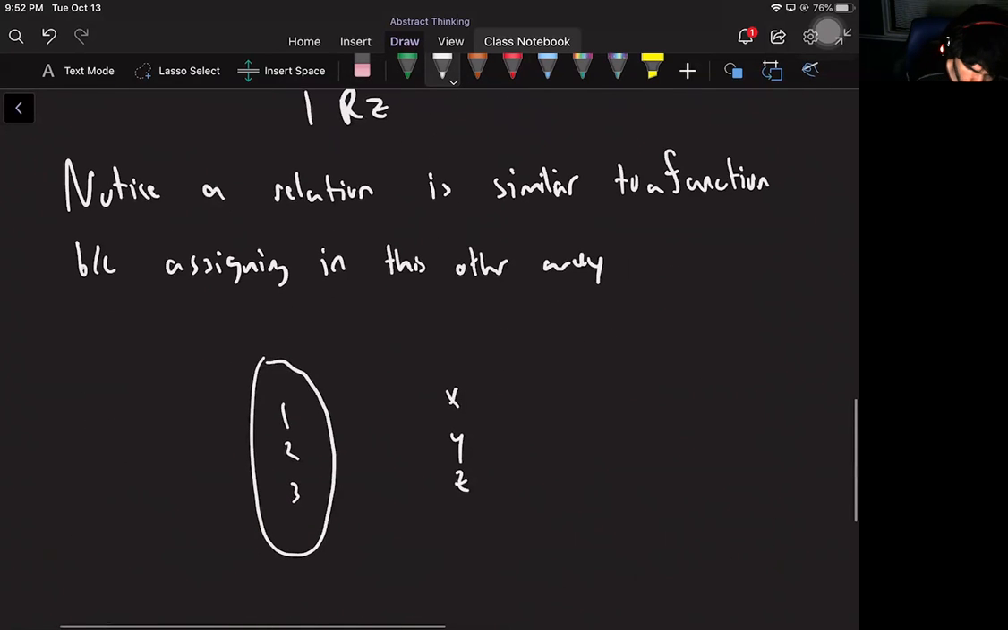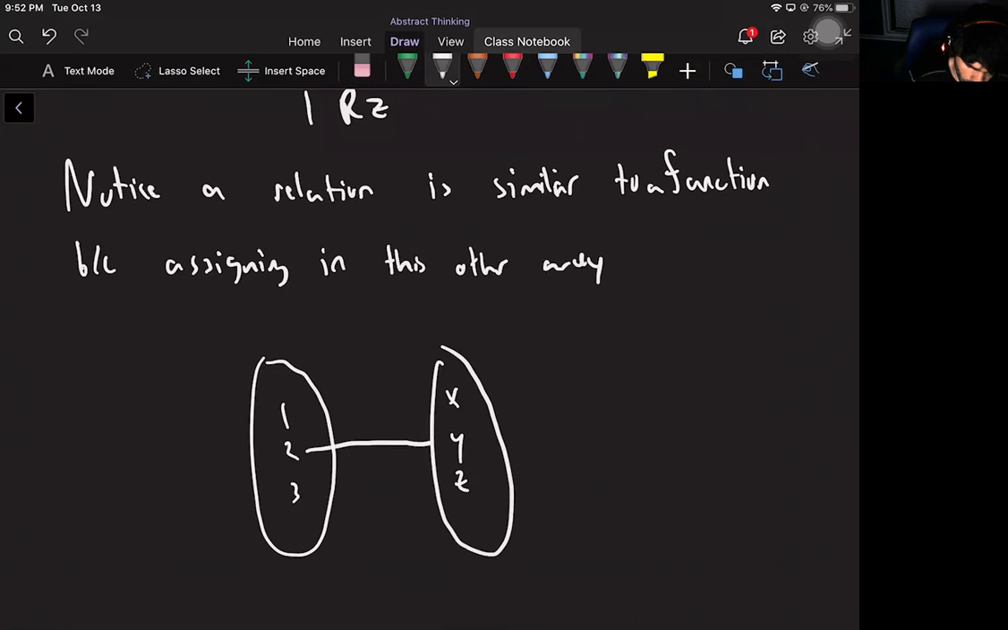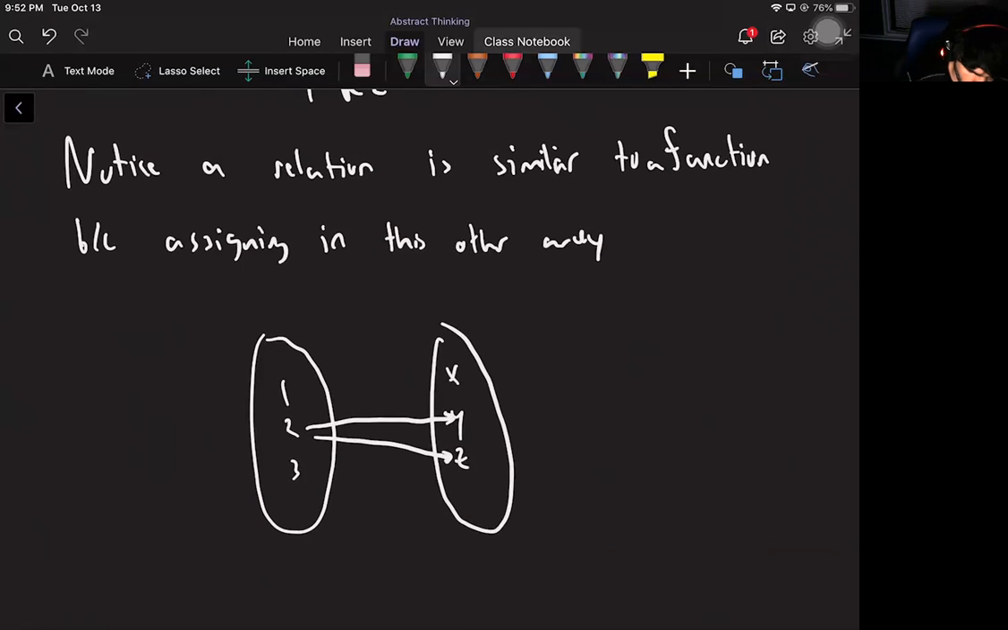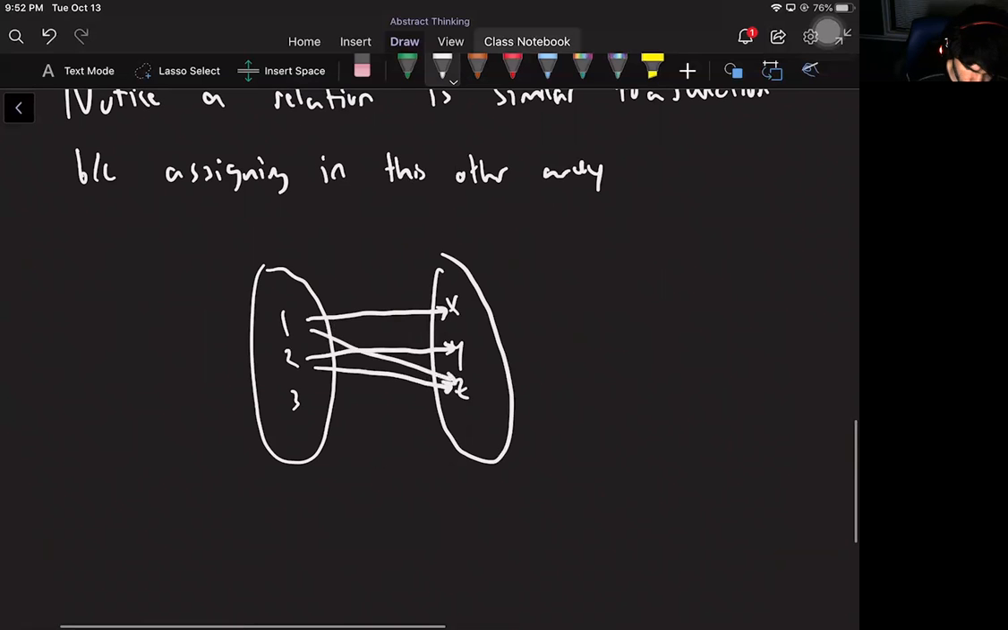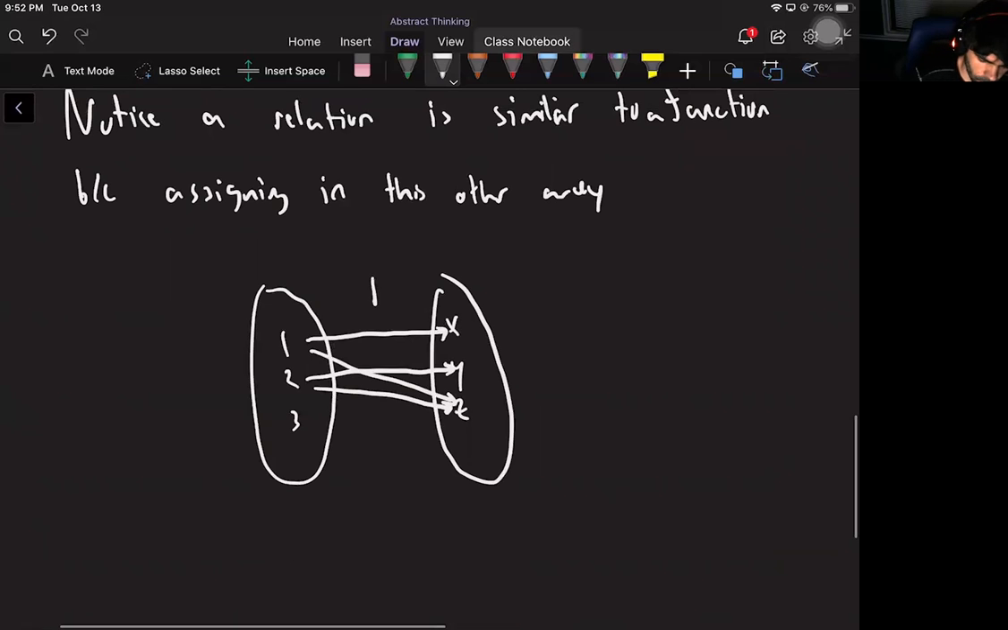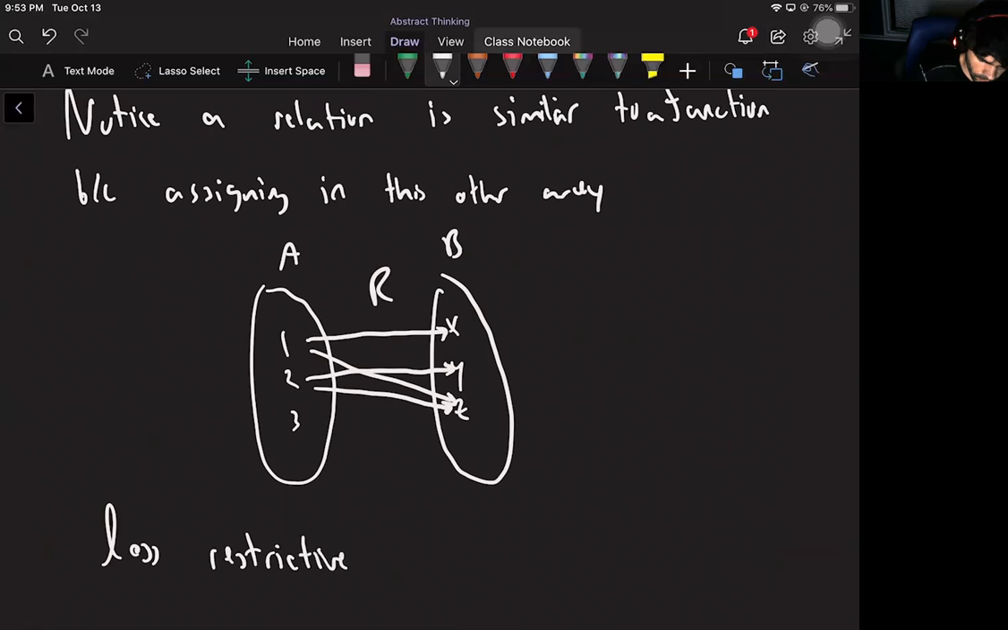Couldn't remember what I wrote up there. So 2 is related to y, but it's also related to z. And so you can think of it as being assigned to both y and z, which is not okay for functions, but is okay for relations. Meanwhile, 1 is related to x, and I think it was z. So it's still an assignment from A to B, where you can have fewer restrictions. It's a less restrictive way of assigning.